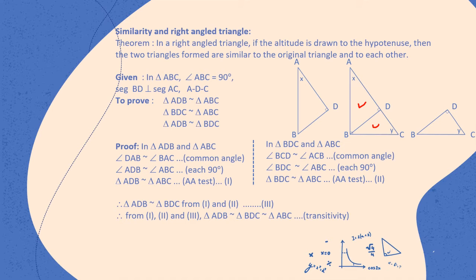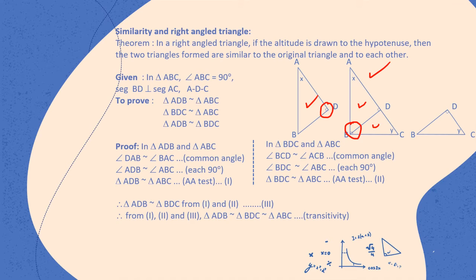So we are here talking about triangle ADB, which is this triangle, and triangle ABC, which is this triangle. DAB and BAC is the common angle. Now again, we know that the angle A, which is X, is the same in both of them. So there is a common angle. Now there is angle ADB, which is 90 degrees, and also there is angle ABC, which is 90 degrees. We're talking about this 90 degree here, and this 90 degree here.